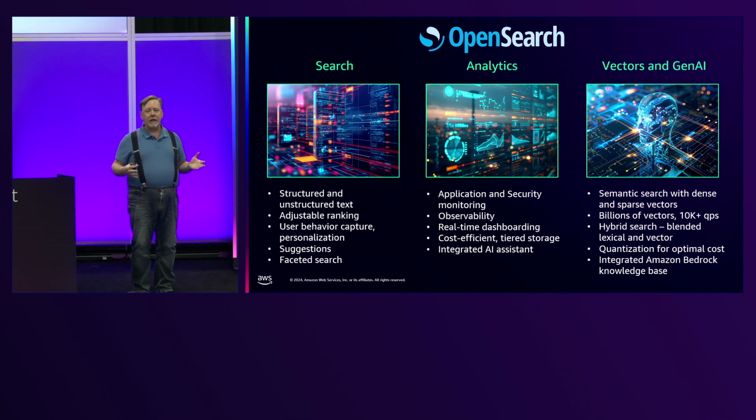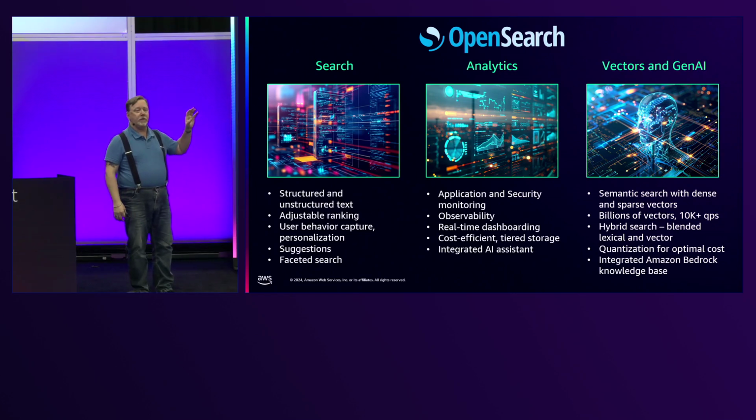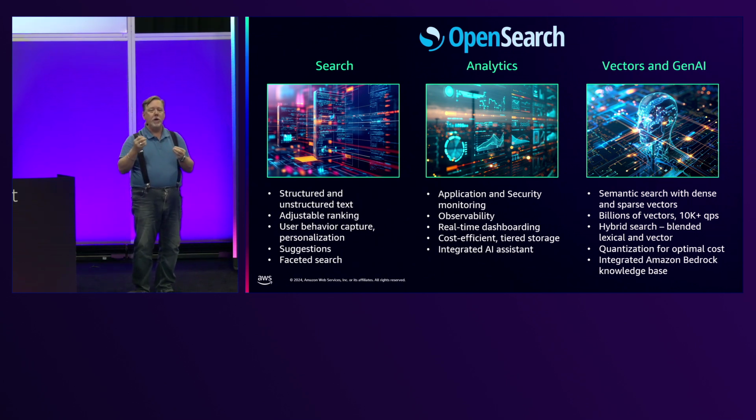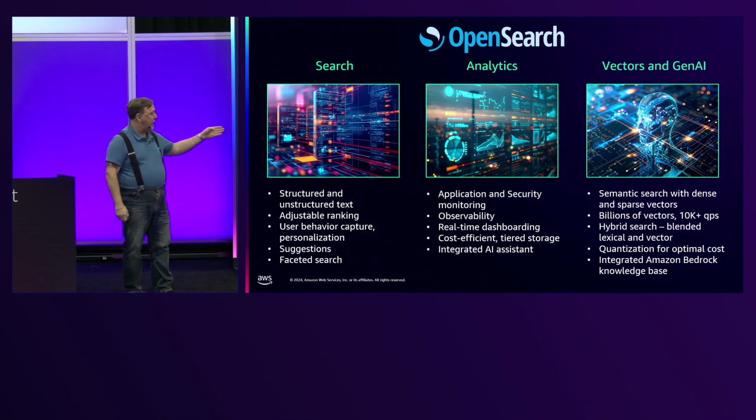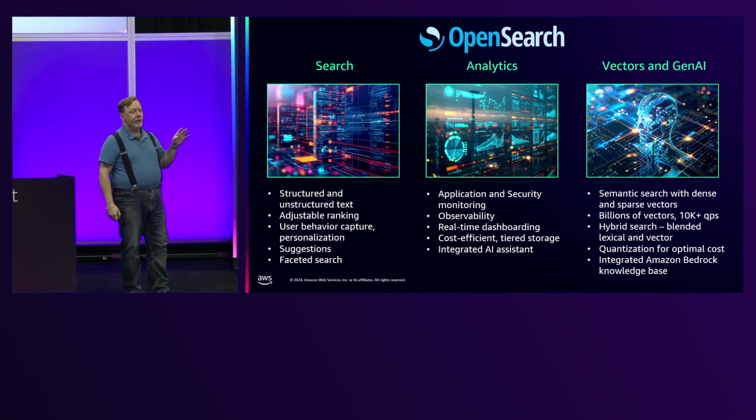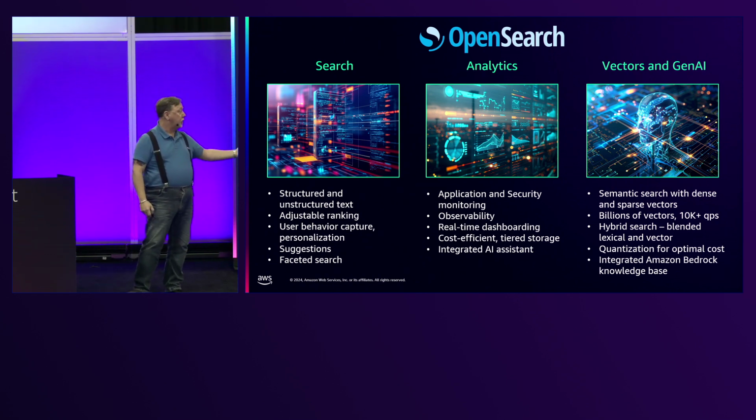OpenSearch has broad capabilities for supporting that kind of vector workload: semantic search, dense vectors, sparse vectors. It scales to billions of vectors and tens of thousands of QPS. It supports a hybrid search mode where you can run both lexical and vector search and blend them together, and many quantization methods that enable you to reduce the dimensionality of vectors to reduce your cost.